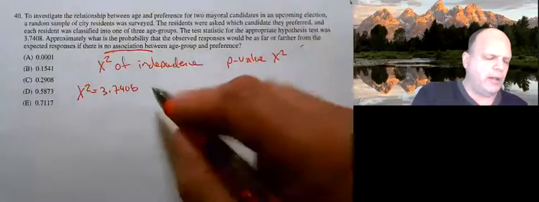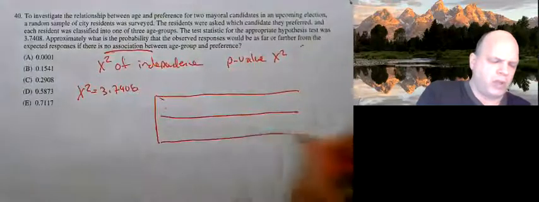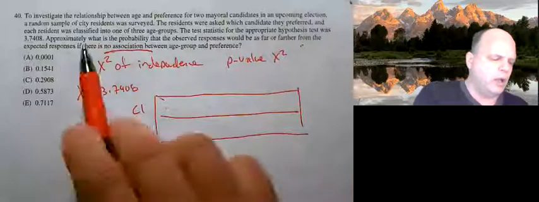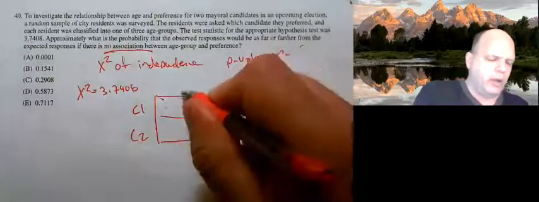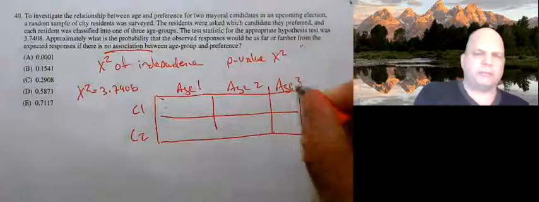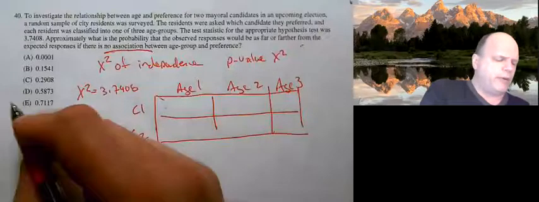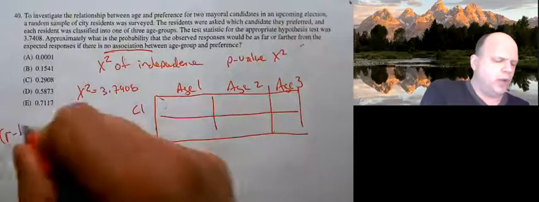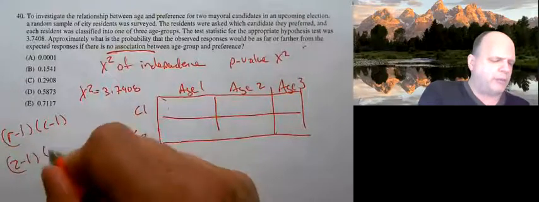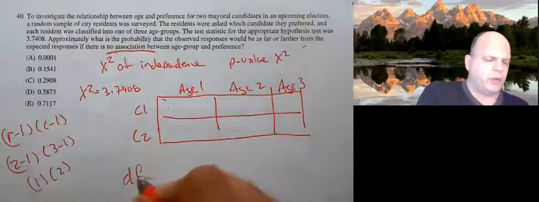Well, in this case, I have two candidates. So candidate 1, candidate 2, and I have three age categories. Age 1, age 2, and age 3. Now, for this particular problem, for chi-squared independence, it's row minus 1 times column minus 1. That's my degrees of freedom. Well, my rows is going to be 2 minus 1, and my columns are going to be 3 minus 1. This is 1 times 2. So I have 2 degrees of freedom. My degrees of freedom are 2.